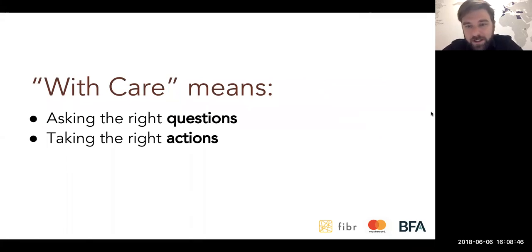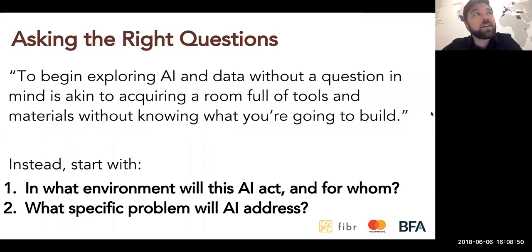In more detail on the next slide, asking the right questions: to start implementing an AI strategy without asking the right questions is akin to saying, I need a hammer and a saw, and I need all of these screws and nails before you even have the blueprint of the house. It's putting the tools before the end goal. It's putting the solution before the problem is even defined. So we recommend starting with: in which environment will this artificial intelligence solution act and for whom? And what specific problem will AI address? This can be defined through use cases, for example, and persona definitions. So as a loan officer at a financial institution, I want to make sure that I'm giving myself the highest confidence in approving a loan based on past data to give the highest likelihood that it will not default or be at risk after 30 days, for instance.